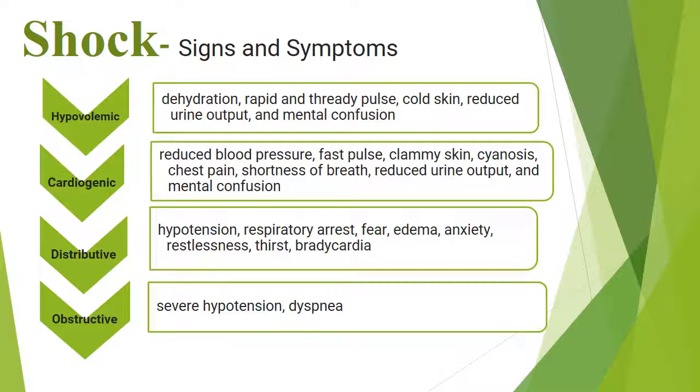The signs and symptoms of hypovolemic shock are dehydration, rapid and weak pulse, cold skin, reduced urine output, and mental confusion. The signs and symptoms of cardiogenic shock are reduced blood pressure, fast pulse, clammy skin, cyanosis, chest pain, shortness of breath, reduced urine output, and mental confusion.